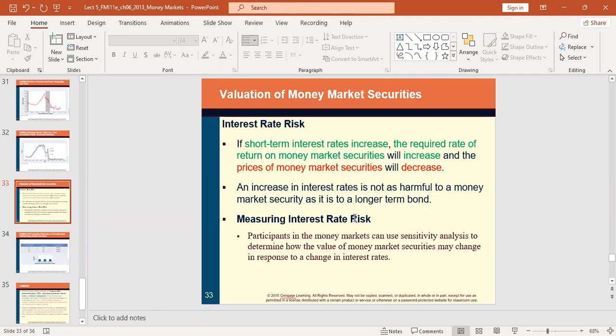So measuring the interest rate risk. Participants in the money markets can use sensitivity analysis to determine how the value of a money market security may change in response to a change in interest rate. So some people can do some analysis to see what happens. What if the required rate of return increased by this percentage? What happens to the price? So you can see in the next slide.